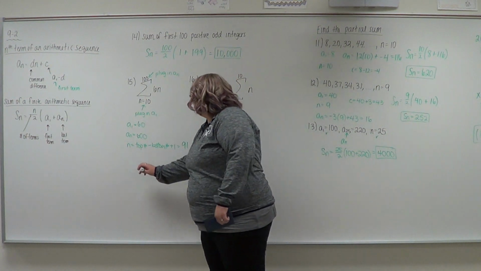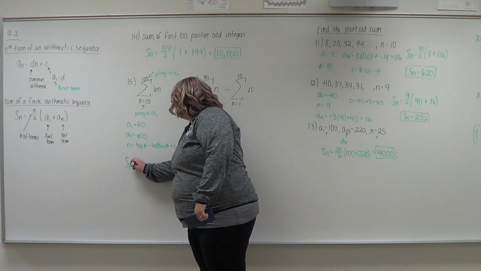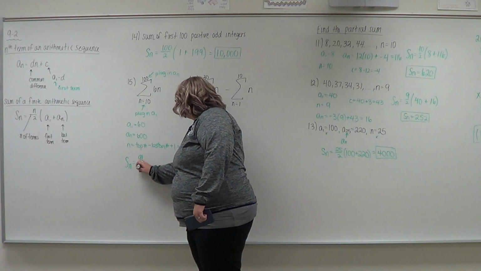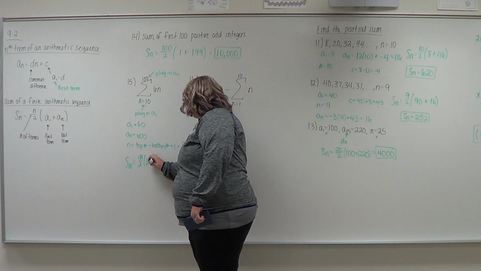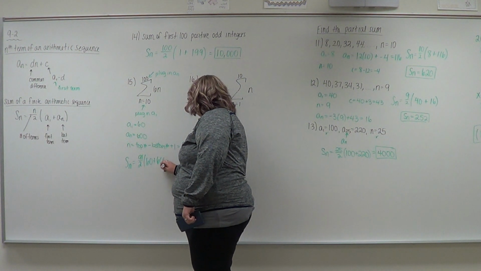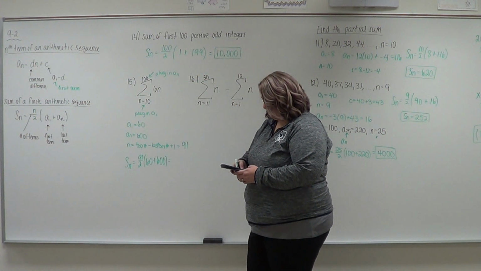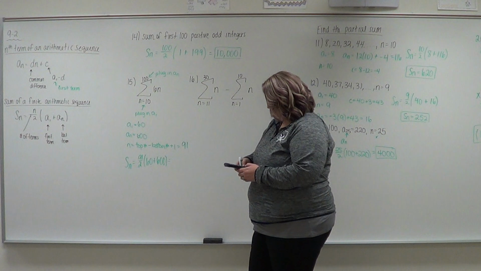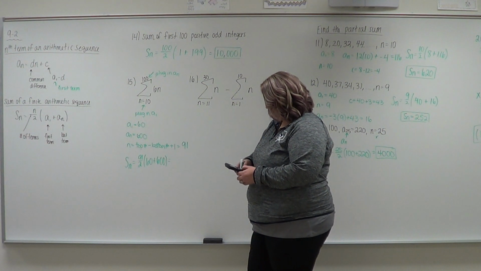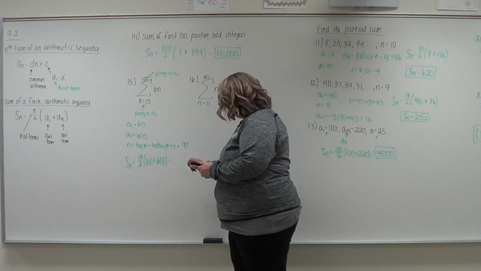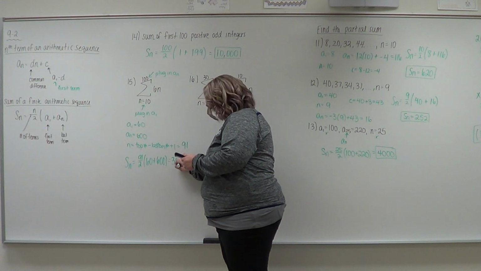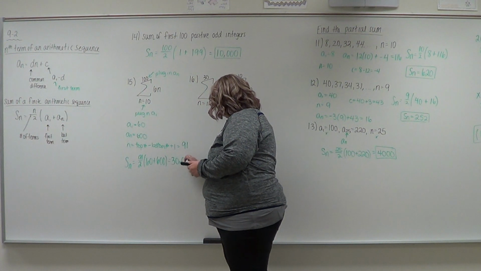Okay, you have everything you need. So my sum would be 91 over 2 times 60 plus 600. So add those together, multiply by 91 over 2. This would be 30,000.